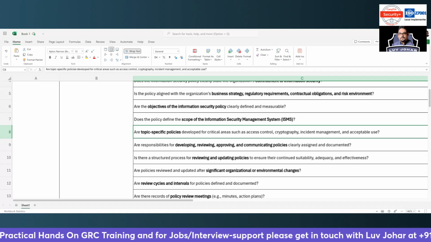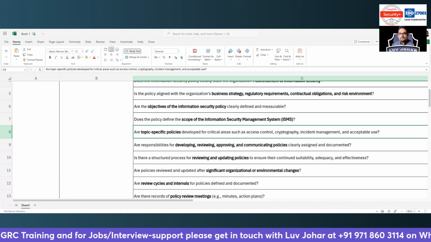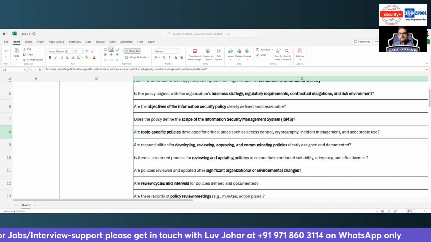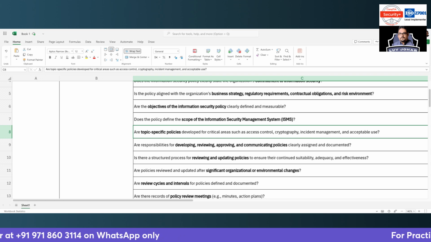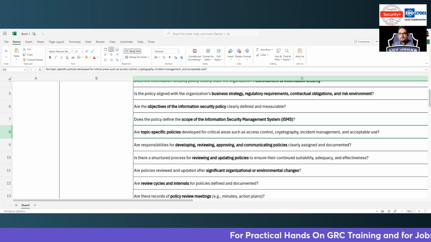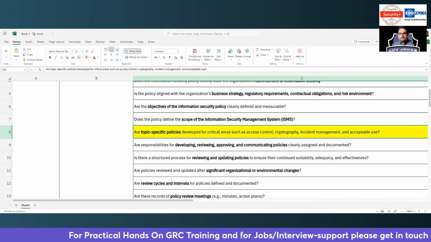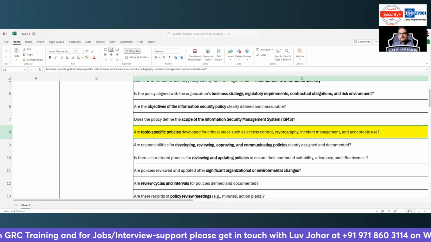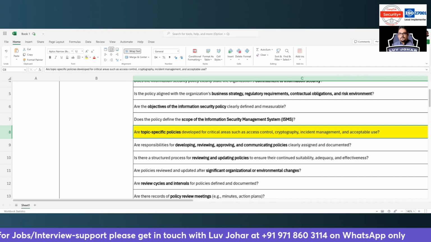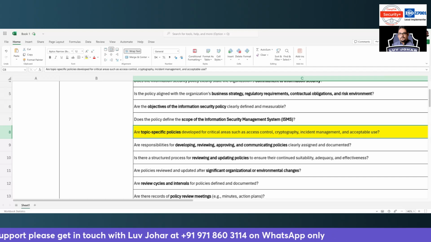Then the other thing is, are topic specific policies developed for critical areas such as access control, cryptography, incident management, and acceptable use? So you need to have topic specific policies as per your organization. And in this policy, you need to only reference them, right? You need to make a reference of these policies, whether these policies are created or not. Only a reference of these policies. Otherwise, if you add all these policies in this information security policy, the document will be very long, 80 to 100 pages. Okay, so do not do that. Only give a reference over here.